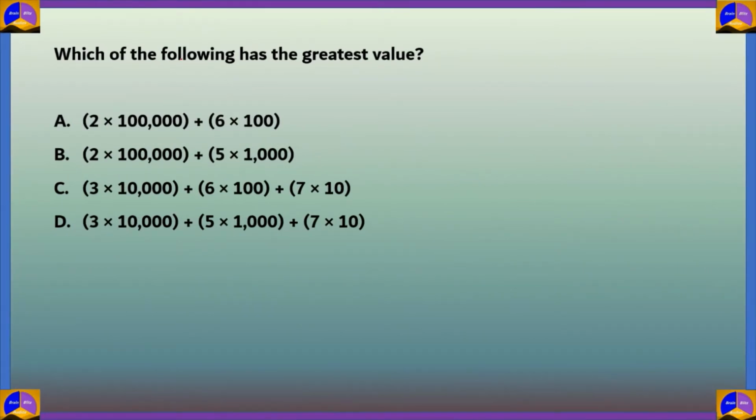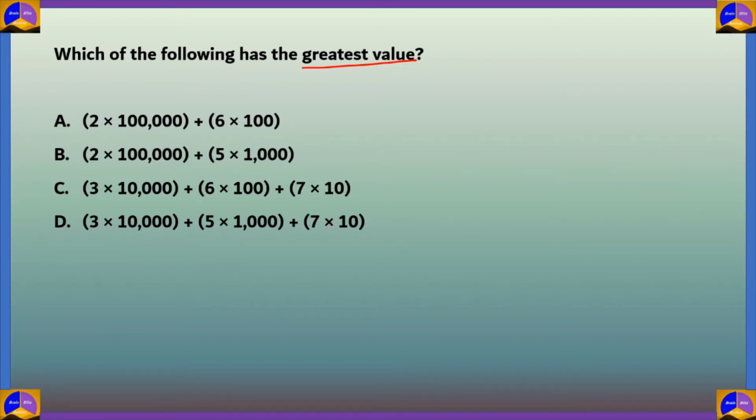Next question. Which of the following has the greatest value? Option A, 2 times 100,000 plus 6 times 100. Option B, 2 times 100,000 plus 5 times 1,000. Option C, 3 times 10,000 plus 6 times 100 plus 7 times 10. Option D, 3 times 10,000 plus 5 times 1,000 plus 7 times 10.